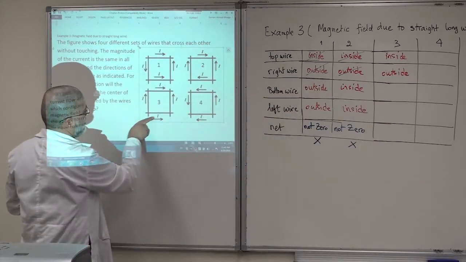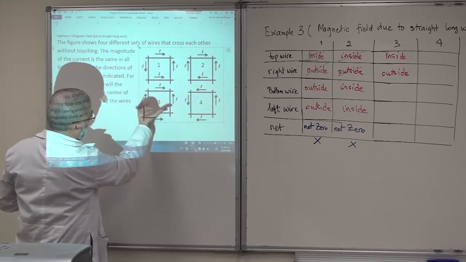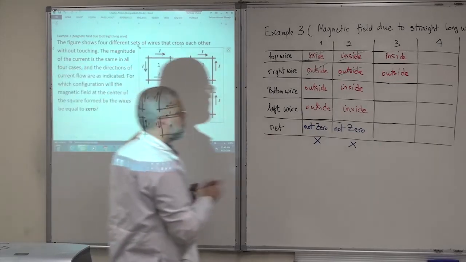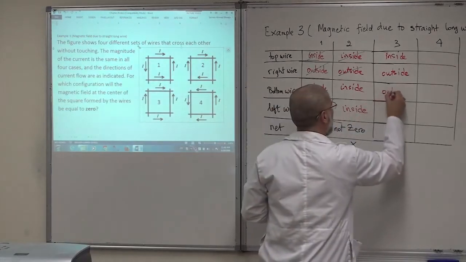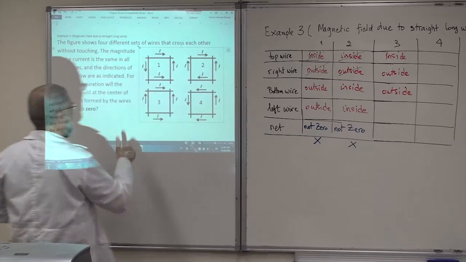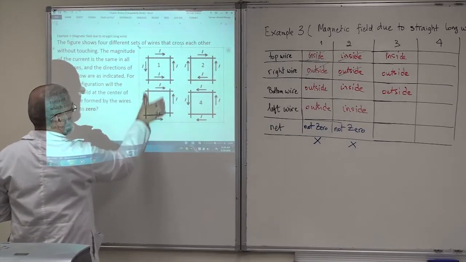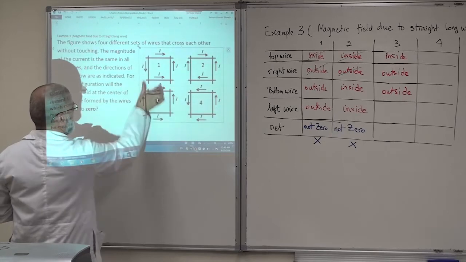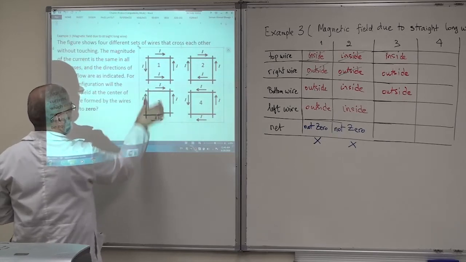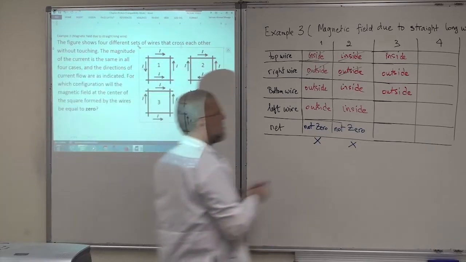The current in the bottom wire is to the right, so it will also be outside. Outside here. And let's go to the left wire. The current is inside. You can see the magnetic field is inside. The current is moving up, so the magnetic field will be inside.